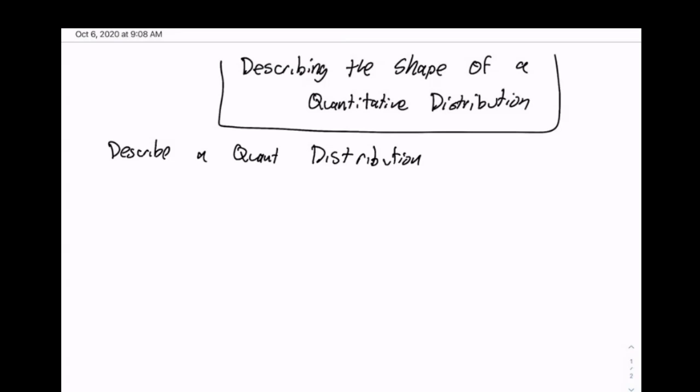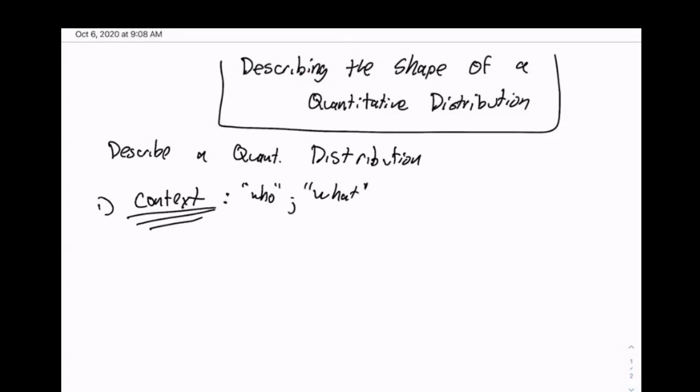So when I'm trying to describe a quantitative distribution, I need to make sure, first and foremost, I include context. This is your first criteria point, context. Does your answer include context? And of course, when we say context, we're referring to the who and the what. Do you talk about who this data is about? And do you talk about the variable?